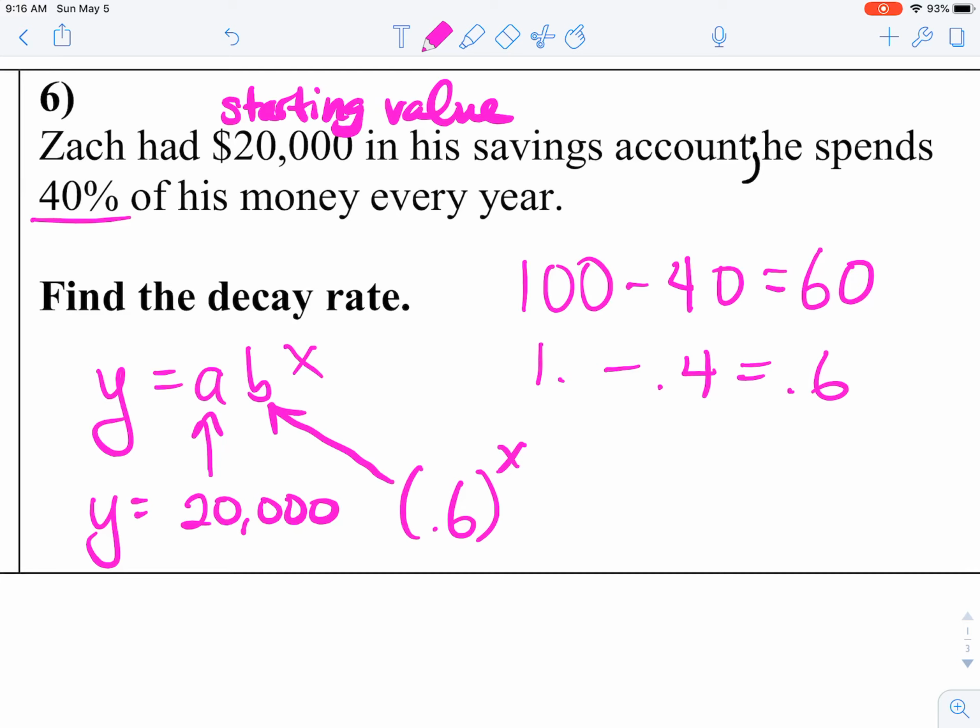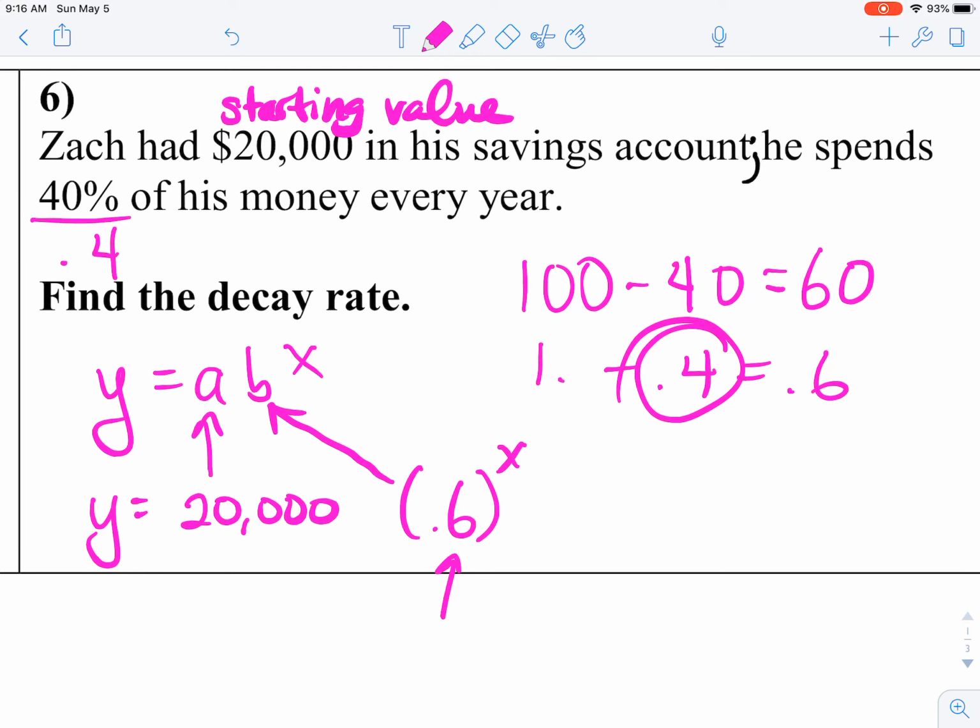Now, if we're looking for how much his account decays by every time, well, that answer is right here. And that just means we'd have to convert that to 0.4. That would be our decay rate. But if we're looking for our growth factor right here, we're going to keep 0.6 as our equation.